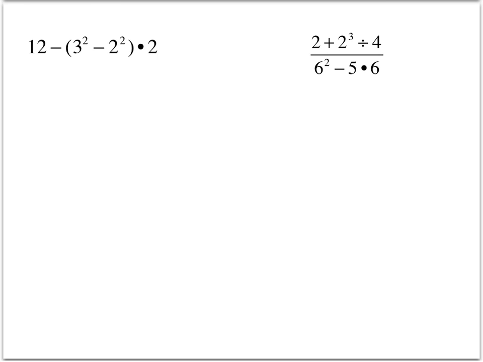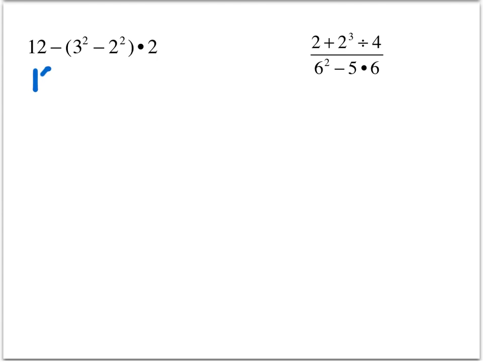Now let's actually practice a couple of these. We'll just kind of work through these together for now. So here we go. Let's try the first one. So I do see some parentheses, so I want to do that first. And even in the parentheses, I have some exponents.